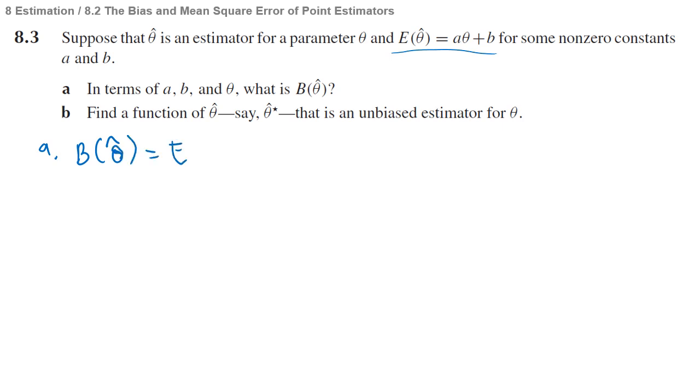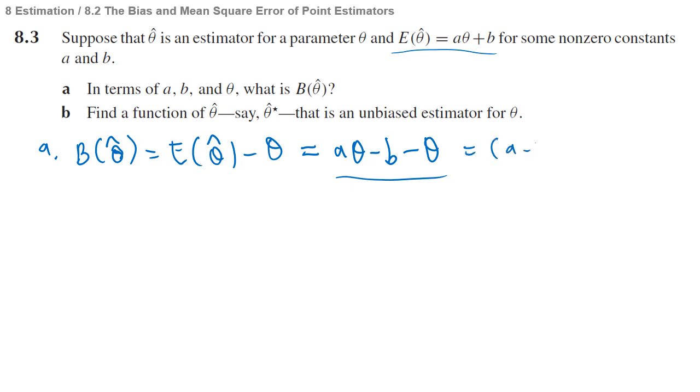The bias of theta hat is the expected value of theta hat minus theta. This is the definition of the bias term, and the expected value of theta hat is a theta plus b. So this is our answer. The bias of theta hat, we can write it as (a minus 1) theta plus b.